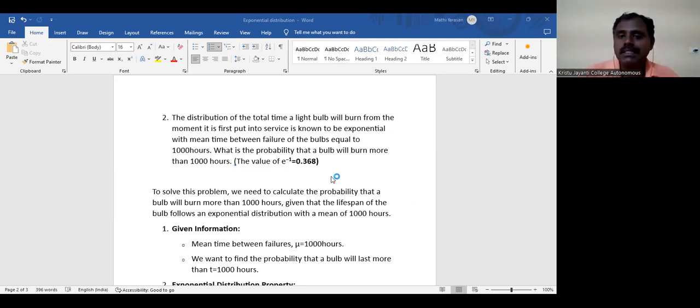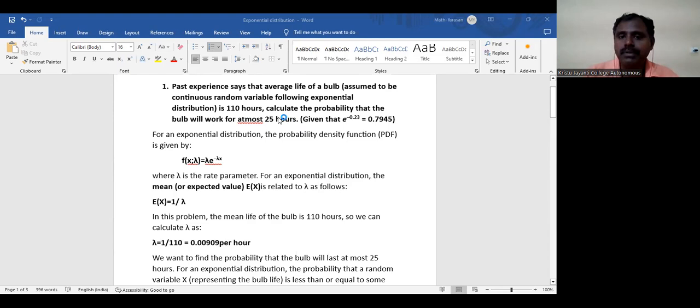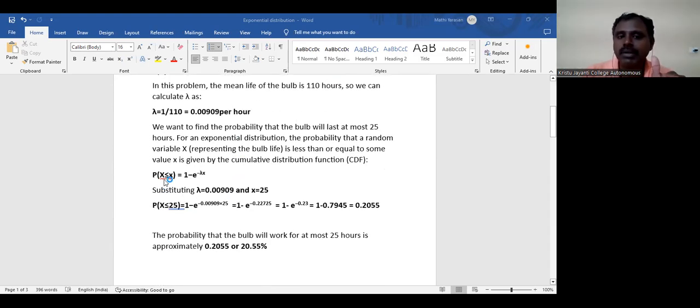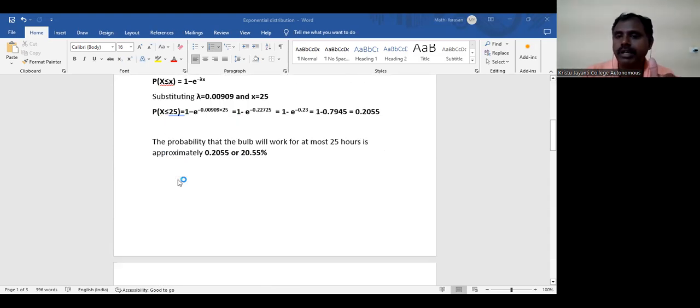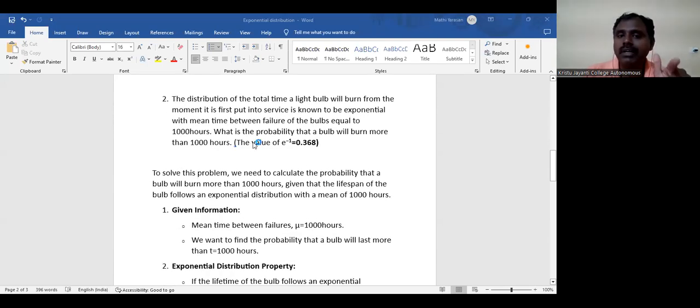Okay, so now you can see the difference between the previous question and this one. In the previous one, they asked to calculate the probability that the bulb will work for at most 25 hours. So at most, in the sense I said, you have to use the less than or equal to symbol, that means less than or equal to 25 hours. That is why we used P of X less than or equal to x. But now here, what is the probability that a bulb will burn more than 1000 hours? More than 1000 hours in the sense you have to use the greater than symbol. Is it clear?